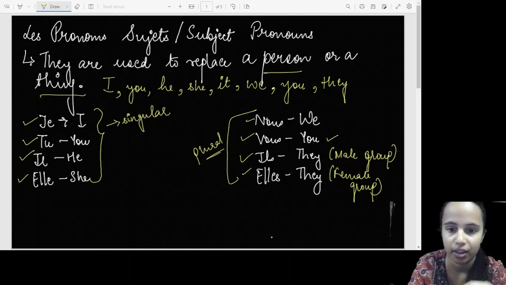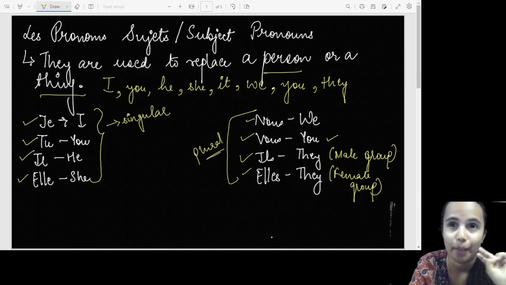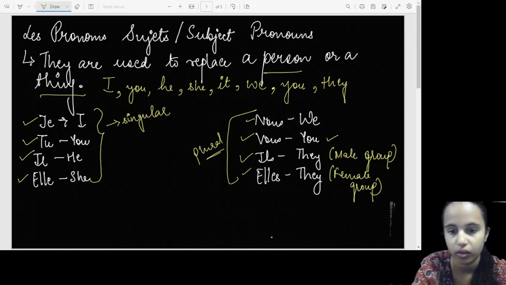And vous is used when there is more than one person. For example, you all sit down, you all can do this. So here more than one person is involved.